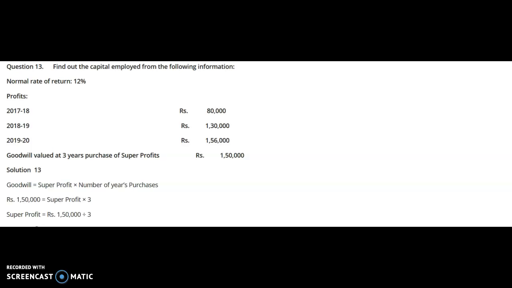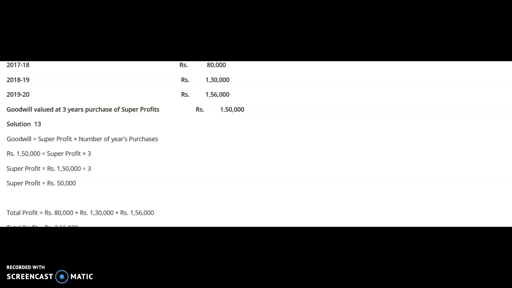Normal rate of return is 12%. Profits are given for the 3 years. Goodwill is valued at 3 years' purchase of the super profits. See here that goodwill is given as equivalent to 3 years' purchase of the super profits. So automatically how much would be the super profit of 1 year? That is 50,000. Very simple. 3 years' purchase of the super profit is 1,50,000, so for 1 year it is 50,000. Super profit is 50,000.